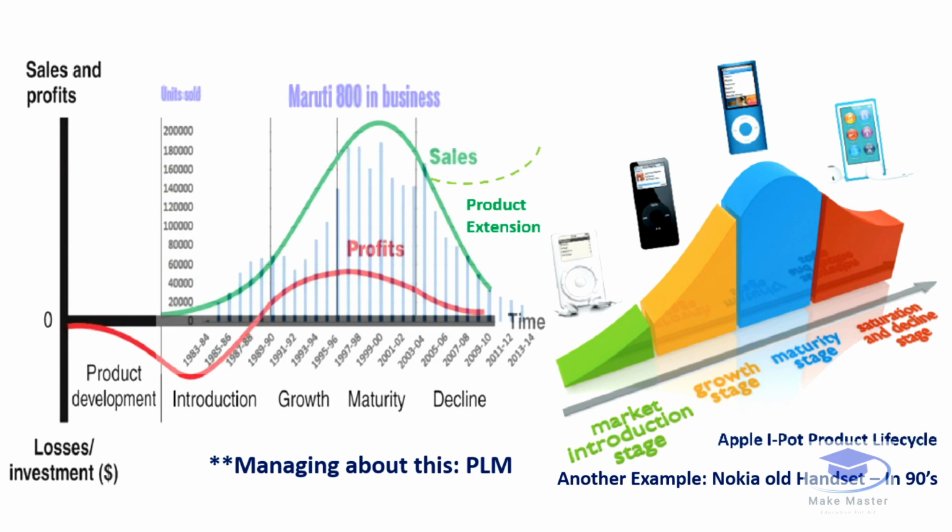Another example for the PLC curve is Nokia's old handsets. Okay, now Nokia's old handset does not exist in the market. So up to now we have seen the product life cycle. Managing the product life cycle is called PLM, that is product life cycle management.